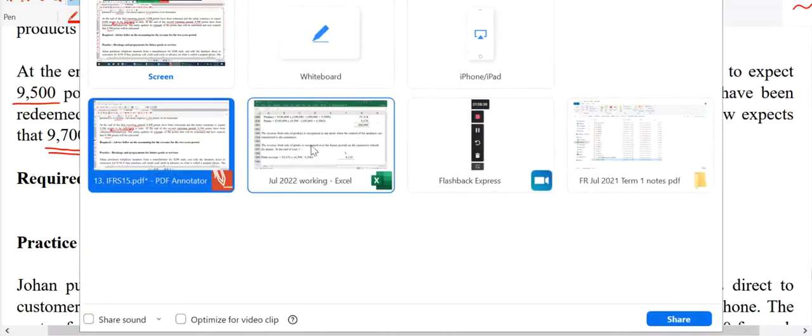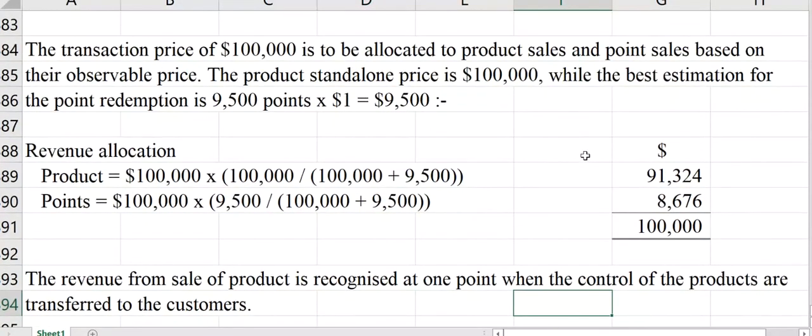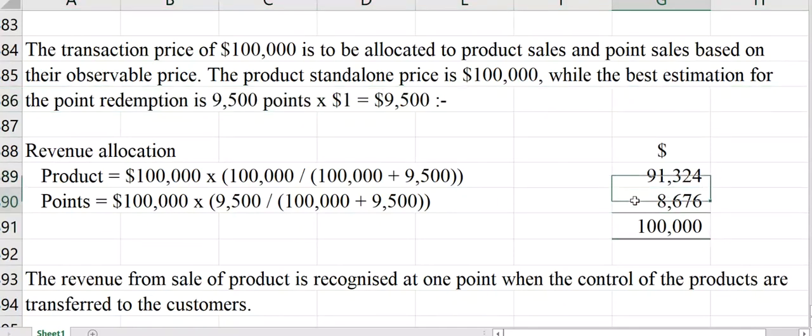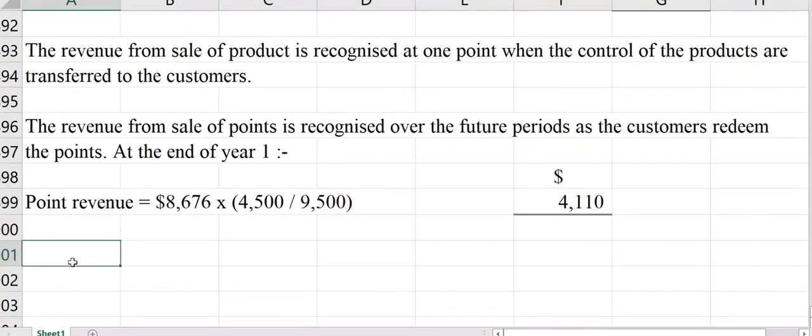Now, let me show you something. Initially, on day one, we expected the point redemption to be 9,500 points. So we have already allocated the transaction price to product and point sales based on this structure, 9,500 points. All right. So two years later, suddenly they say they want to change the estimation from 9,500 to 9,700. Now this is okay. I mean, we can understand. Estimation is just an estimation. It can never be accurate. And we are encouraged to revise the estimation regularly so that our estimation is as realistic as possible.